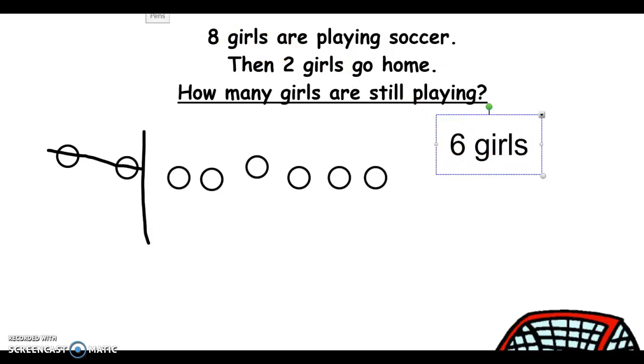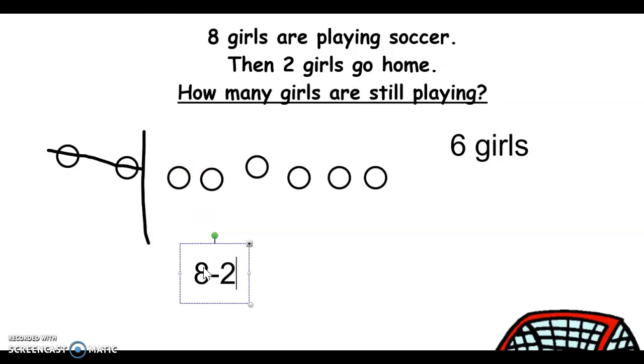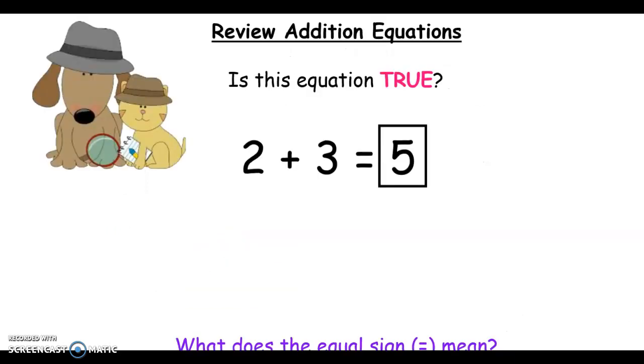And I want to show you our equation as well. So that would be, we started off with 8 girls. Then some of them went home, so we are subtracting, and 2 of them went home, and that equals 6 girls left over, still playing soccer. Great, thank you for following along with that.